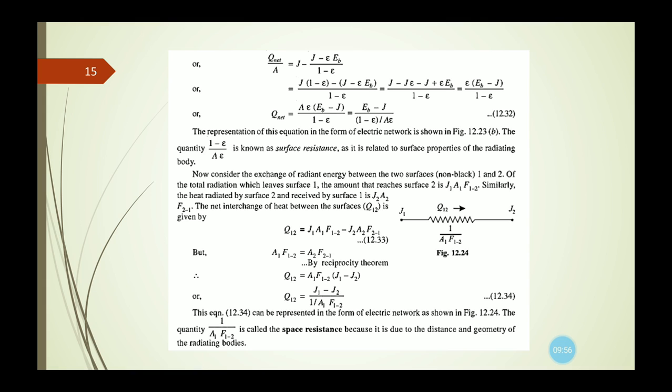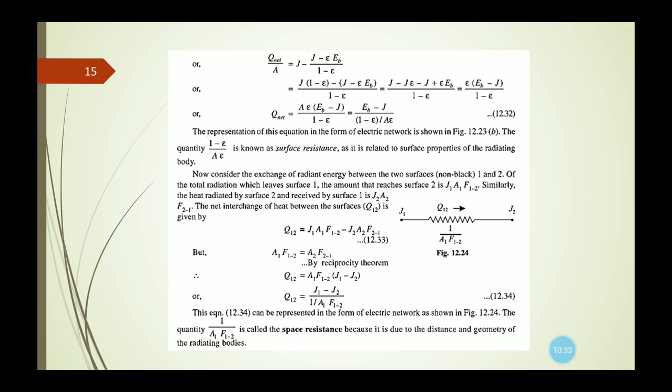From the reciprocity relation or reciprocity theorem, we can write that A1 F12 equals A2 F21. So that means Q12 is actually A1 F12 multiplied by (J1 minus J2). So it can be represented in this form also, that is equation number 12.34. Equation 12.34 is represented in the form of an electrical network in figure number 12.24.